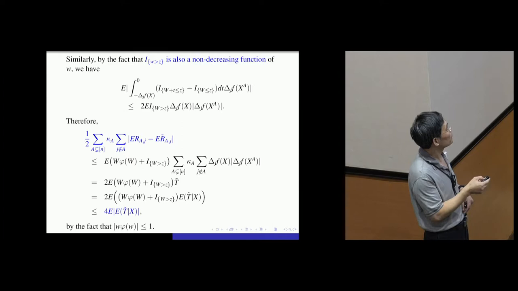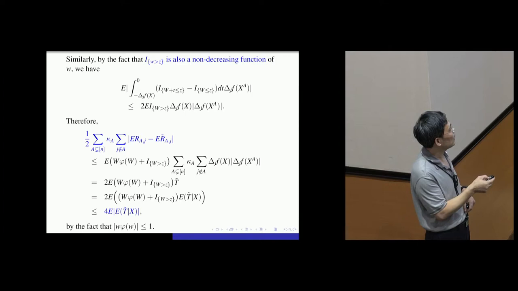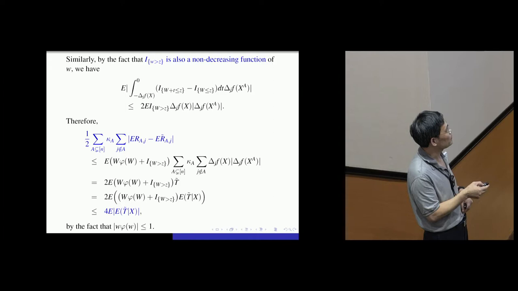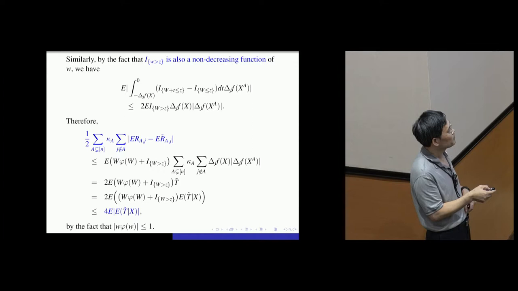Therefore, what we have at the beginning, the constant kappa A times the sum over all those g that do not belong to A of the absolute value of the difference between those two expected values, can be bounded by that quantity: w phi of w plus the integrable function, and times the others. Now we call the whole summation here A2 times t tilde. Then we take the conditional expected value, giving x first.